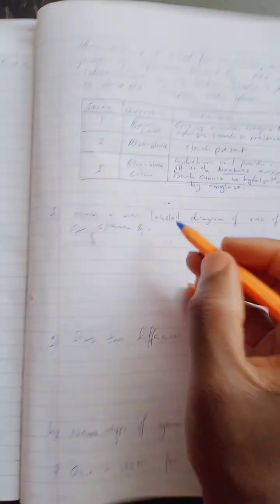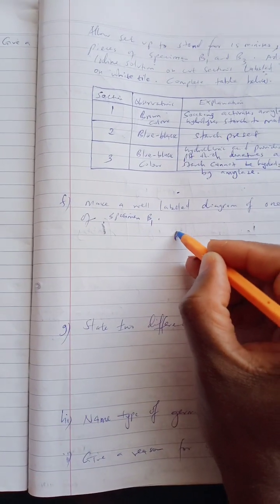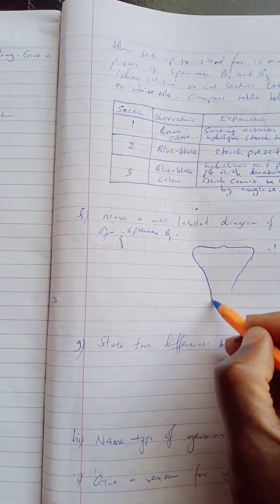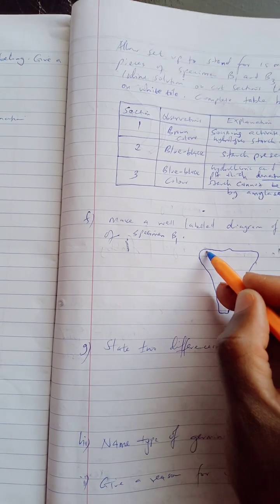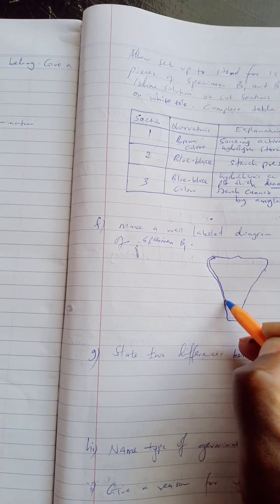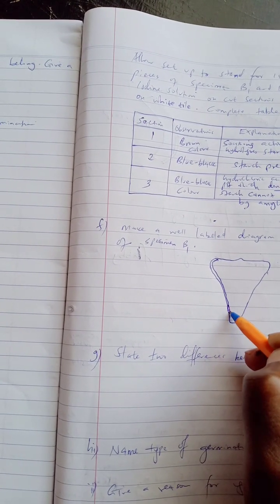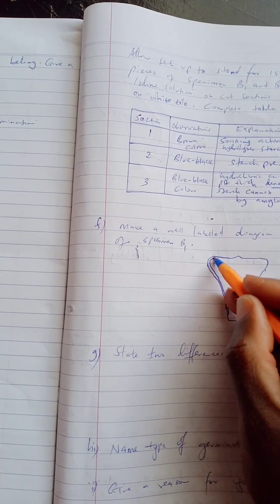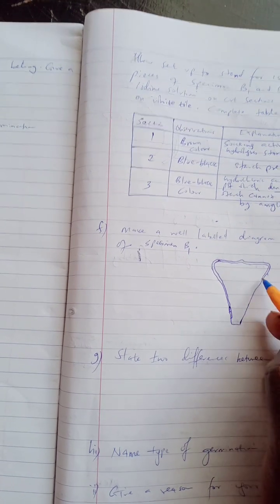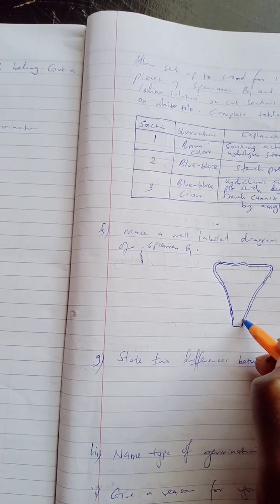And then you're told, make a well-labeled diagram of 1/2 of specimen B1. We said B1 is a maize seed. So if you're told to make a diagram, you draw a simple diagram like this one. So you show all the parts. It is triangular. It looks like that, something like that. And then the outline here is a thin double line, like that. So you have a thin double line.